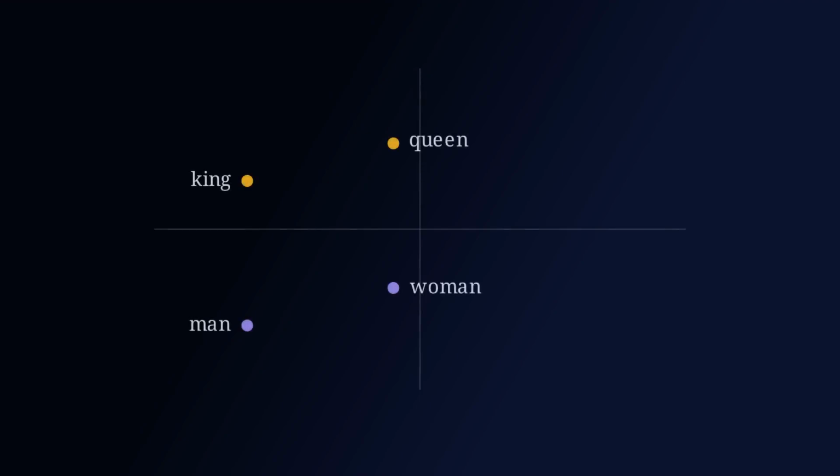These directions in space can capture strikingly abstract relationships. The famous example, the step from king to queen, points in roughly the same direction as man to woman. The model was never told about gender. It discovered that structure just from reading.